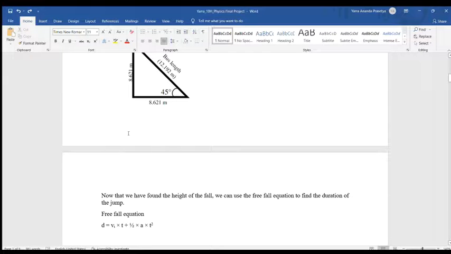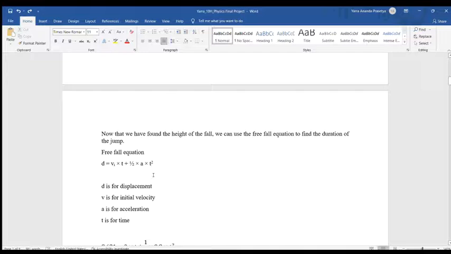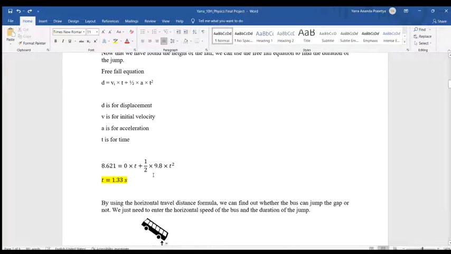Now we can use the freefall equation to find the duration of the jump, the time. The freefall equation is d equals vi times t plus 1 over 2 times a times t squared. D is for displacement, which is the height from which the bus fell. V is for initial velocity, which is 0. A is for acceleration, the gravitational acceleration, which is 9.8 meters per second squared. And t is for time, which we don't know yet and are trying to find.